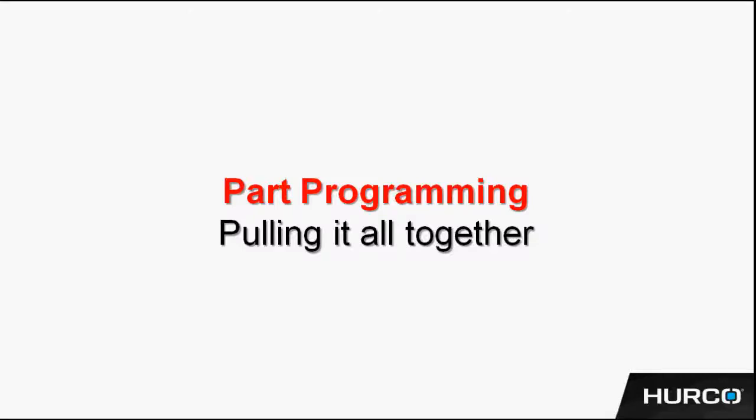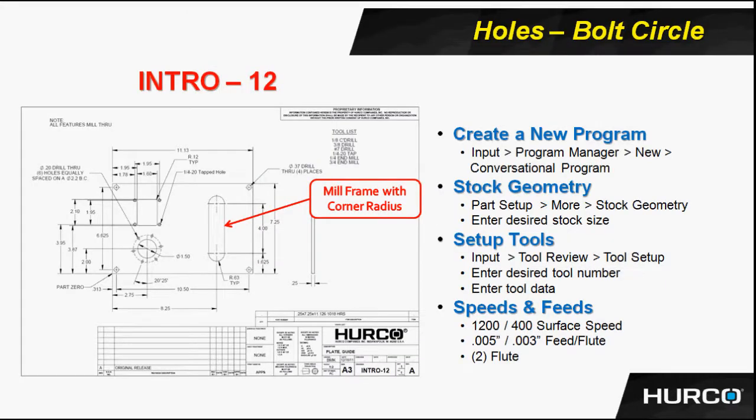Okay, now let's pull it all together. In this next print, we're going to bring together a lot of the things that we have learned previously. We have some mill circle, mill frames, locations and bolt circles as hole blocks, many different tools in the tool list, something that you would see in a real-world situation.